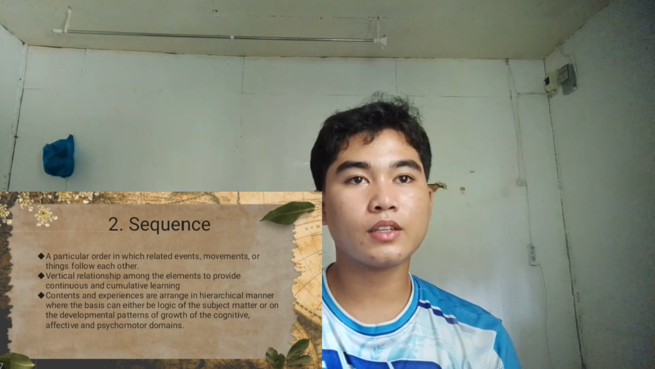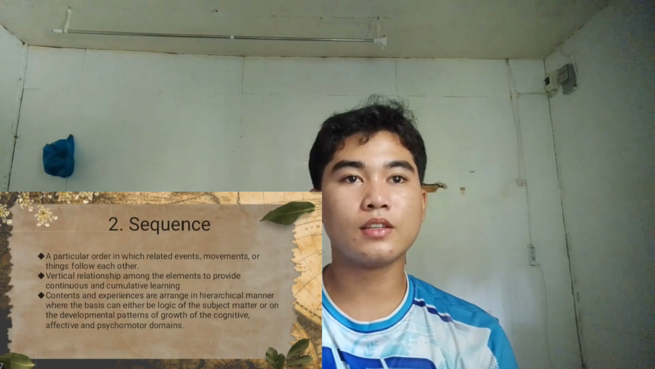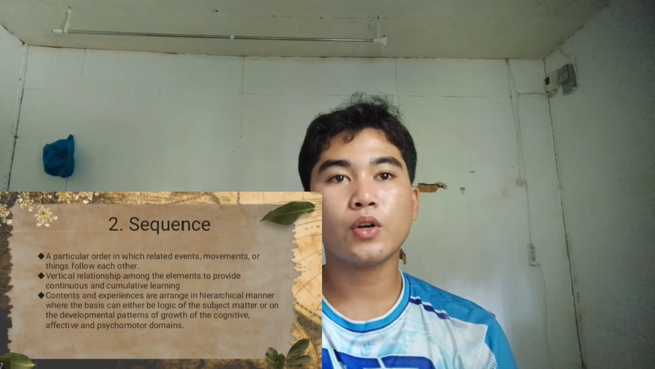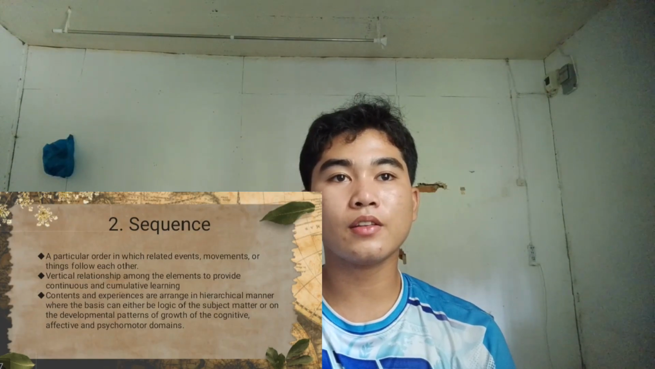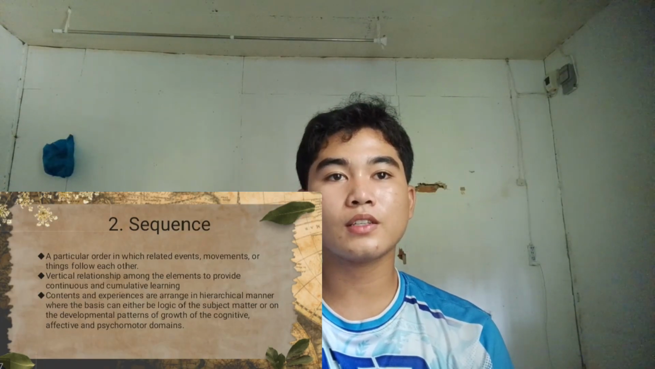Vertical relationship among the elements to provide continuous and cumulative learning. Contents and experiences are arranged in a hierarchical manner, where the basis can either be the logic of the subject matter or the developmental pattern of growth of the cognitive, affective, and psychomotor domains. Okay, so sequence is about the order of arranging content and learning experiences to ensure continuous and cumulative learning. It considers how learners develop in cognitive thinking, affective values, and psychomotor skills domains. So the idea is that knowledge builds on previous knowledge.